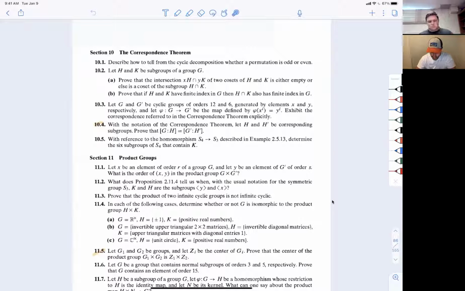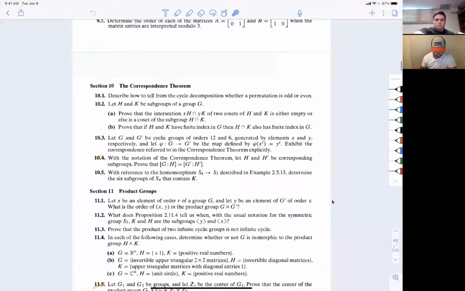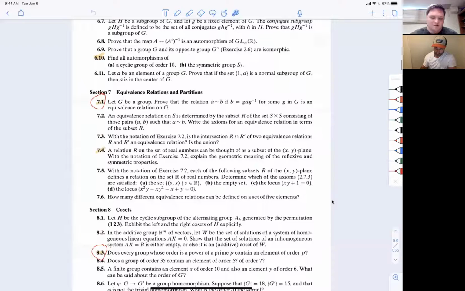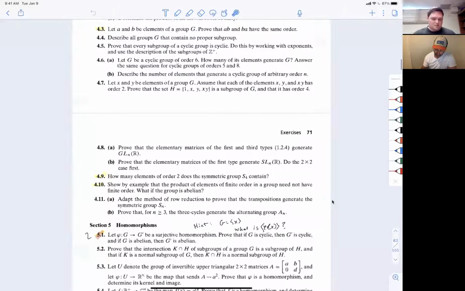So the way I think to do that is, so you said you had a notational question? I just don't know how to start. I don't know if it's the notation or what it means by notation of the correspondence theorem. I think I'm just not understanding what it's asking. Well, let's look back at the correspondence theorem and see if that helps.